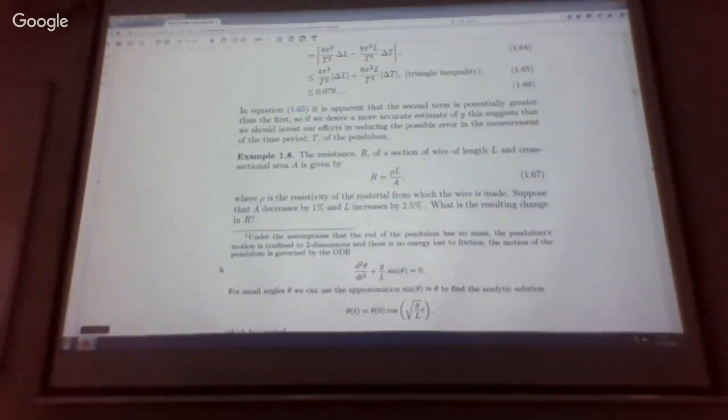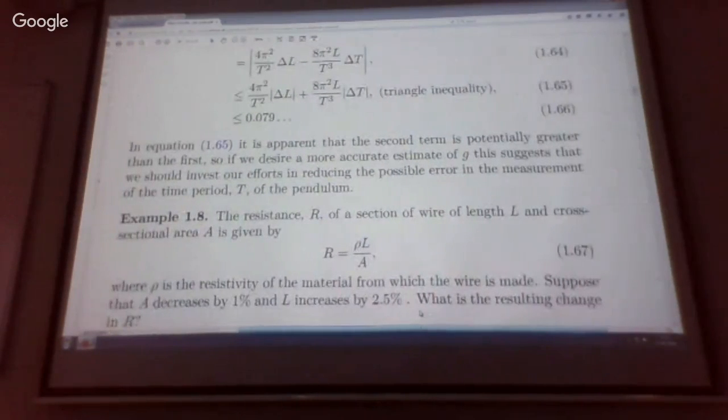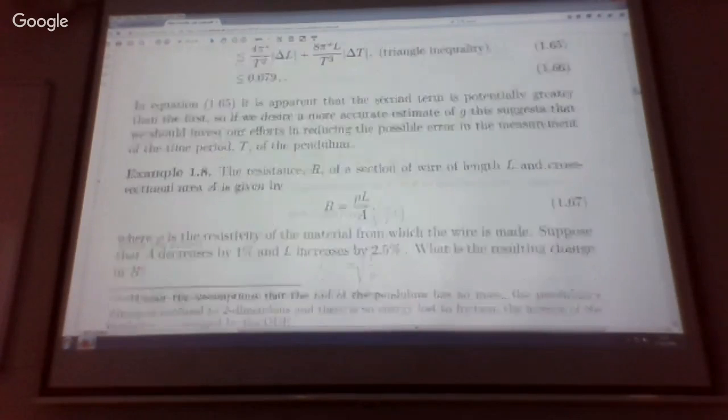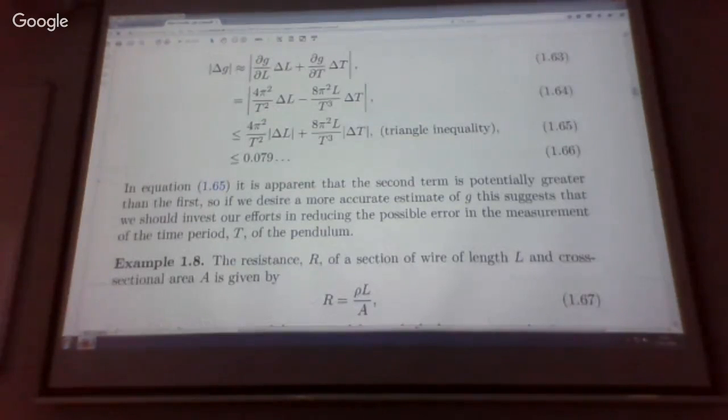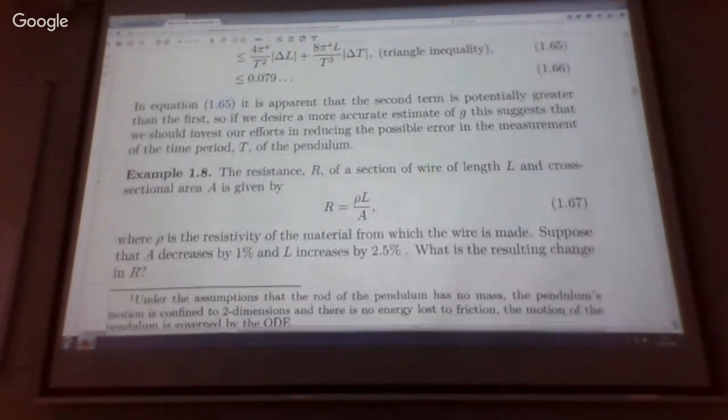wire depends on the two main parameters of the wire that are relevant for the resistance. Now we're not electricians or electrical engineers, so we're not going to go into the physics of this, but it's not hard to get the feeling that the resistance of a piece of wire, its resistance to electrical current, depends on two things. The resistance is how hard the electricity finds it to flow through the wire. Well, one thing is that the longer the piece of wire, the harder it is for the electricity to flow through. Okay?